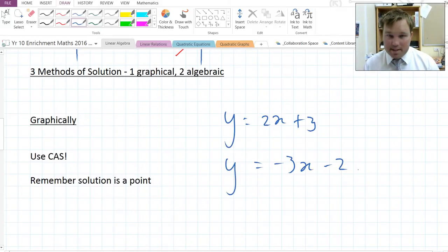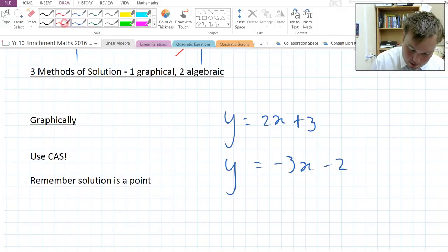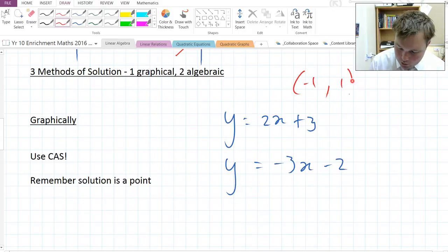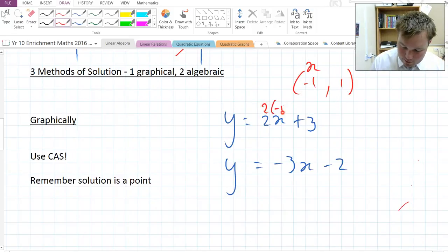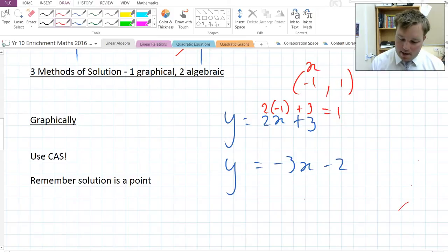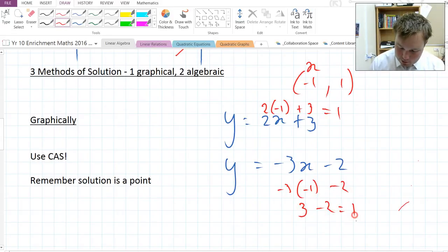Alright, so remember the intersection point was x equals -1, y equals 1. That means that if we sub this x value of -1 into either equation, the y value should result in -1. Sorry, +1. So let's check that. Two lots of -1 plus 3 is indeed +1. Here, if we sub in -1, we have -3 lots of -1 minus 2. That's the same as 3 minus 2, which is equal to +1.